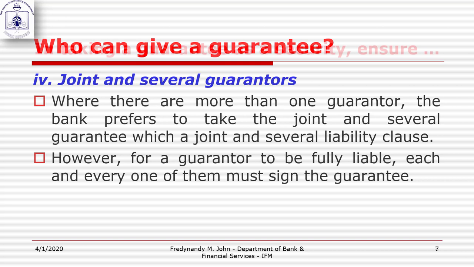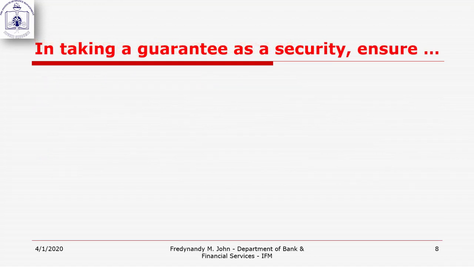in case the principal debtor has failed to meet his contractual obligation. So, ladies and gentlemen, in taking a guarantee as a security, a banker needs to ensure the following. Number one, the guarantor acts on his own. That's to say, a banker needs to ensure that the guarantor really understands what he's getting himself into. A guarantor is not coerced nor manipulated. Short of that, a guarantee contract will be nullified because it is void.